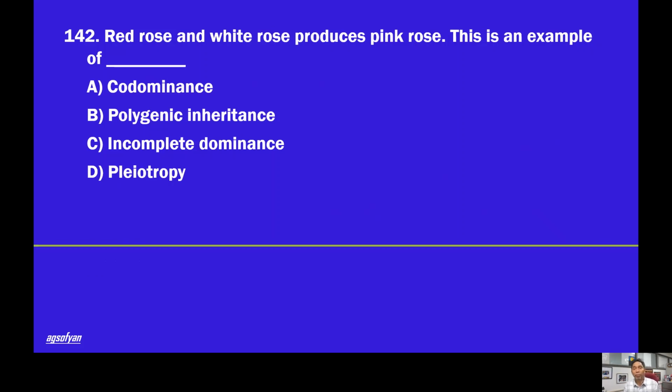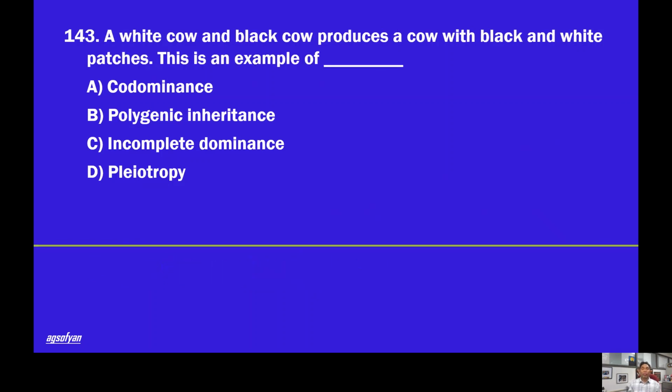Red rose and white rose produce pink rose. This is an example of codominance, polygenic, incomplete dominance, or pleiotropy. Choose your answer. I just explained this, so this is another example of incomplete dominance. 143. A white cow and a black cow produce a cow with black and white patches. This is an example of codominance, polygenic, incomplete dominance, or pleiotropy. Choose your answer.